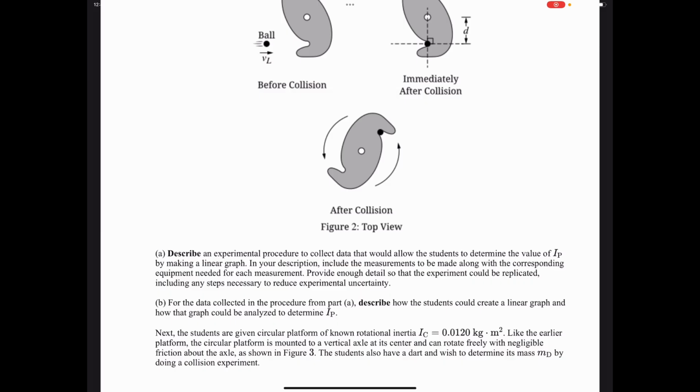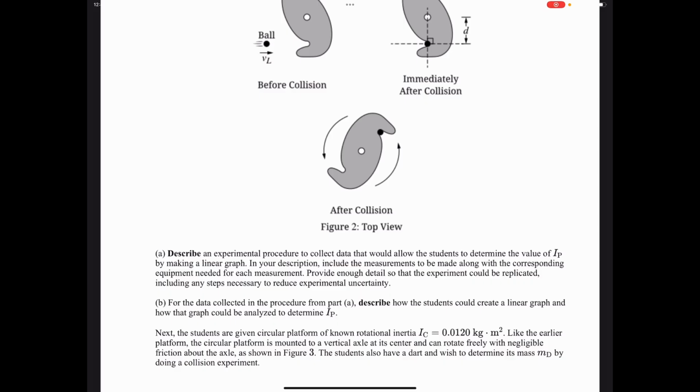Here I'm just going to say it, I'm not going to write it down for the sake of time. Basically you want to launch the metal balls of known mass. You want to measure the angular velocity of the platform after the fact. Once the ball hits, the platform is going to start to rotate.